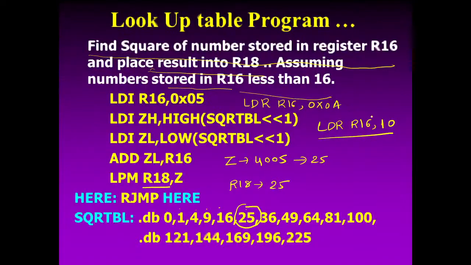So whatever number you want to find the square of, you immediately transfer that number to R16, and then the square will be available in register R18 with the help of this program. So this is a very simple program to demonstrate the use of a lookup table.